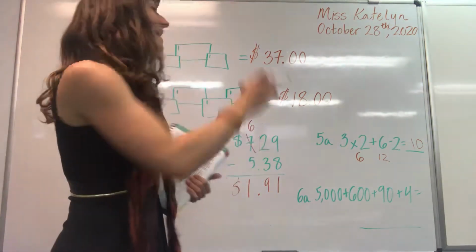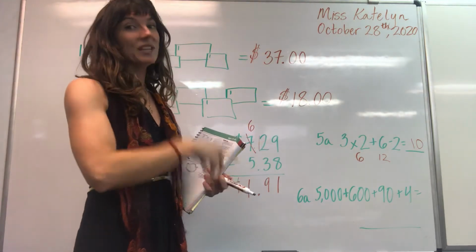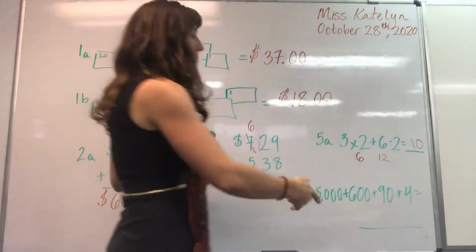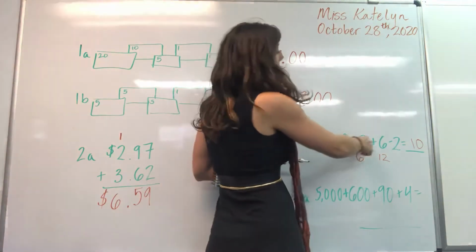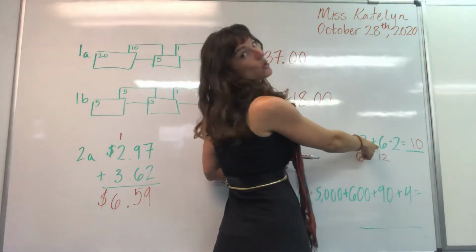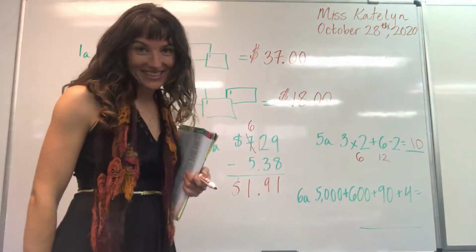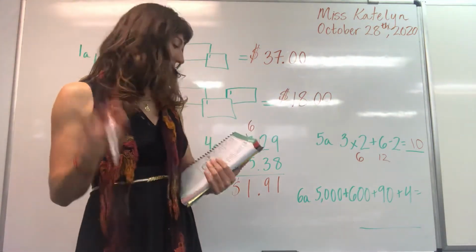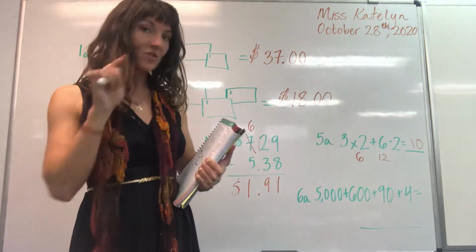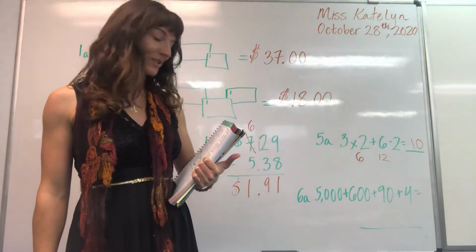Okay? That's how I want you to do 5B and 5C. I want you to read them left to right, answering the equation as you go. 3 times 2 equals 6. Plus 6 is 12. Minus 2 is 10. Okay? Left to right along the equation. So 5B and 5C, that's your homework. I expect them to be done the next time I see this book.